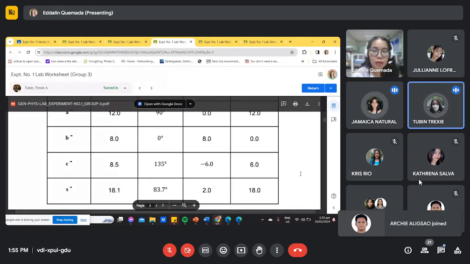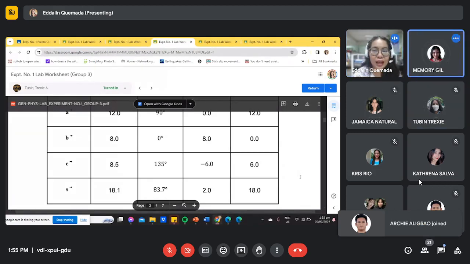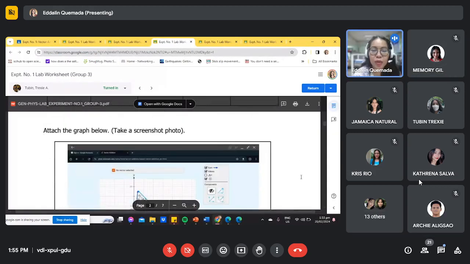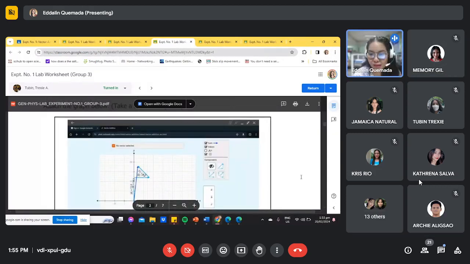Yes, miss. So it is no longer necessary. What happens is that the process is a bit longer, but it's okay. It's actually one way of verifying the result, the computation part.